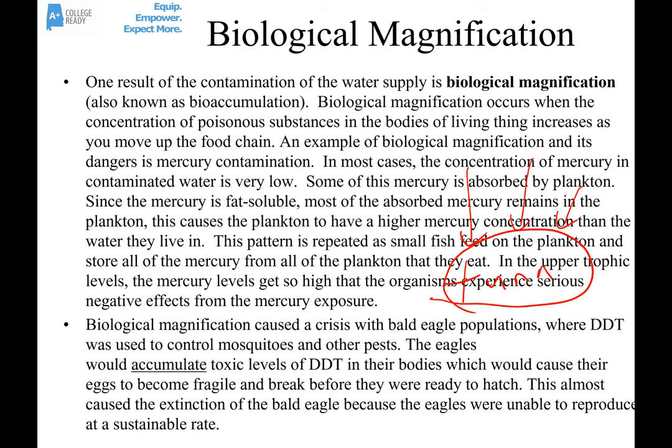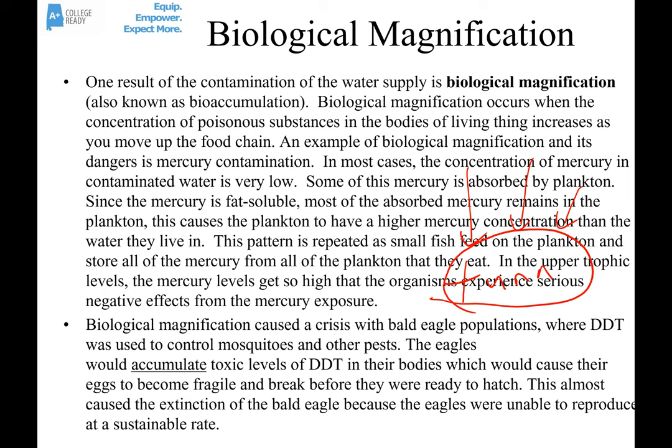Another example of biological magnification deals with bald eagle populations. So back years ago, there was a pesticide called DDT, used to kill mosquitoes and other crop pests. Some of that DDT ended up in the water. Concentrations in the water were small, but some of that DDT was absorbed by algae plants and accumulated because it was fat soluble. The things that ate those plants or algae ended up with a higher concentration of DDT than the plants. Things that ate them ended up with a higher concentration than the level before.